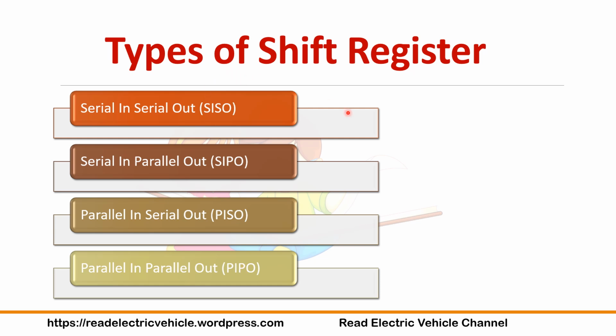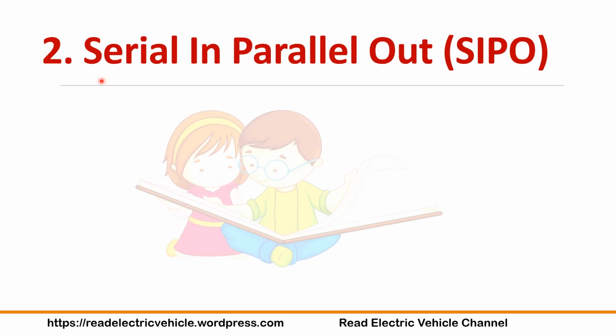There are different types of shift register, serial in, serial out, which we have seen in the previous video. So in this video, we are going to see about serial in, parallel out shift register. As the name says, serial in, the input data is given serially, whereas parallel out means output data is taken parallelly.